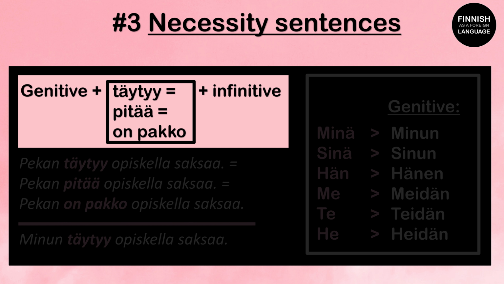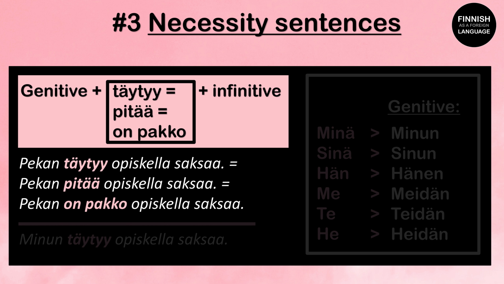So let's take a look at one example. Pekan täytyy opiskella saksaa means Pekka has to study German. So let's go step by step. Pekan is the genitive case of the name Pekka. Then we have täytyy, which means has to, which is followed by the infinitive verb opiskella, which means to study. And saksa means German, and it's standing here in the partitive case because of the verb opiskella, which requires the partitive case. So let's repeat. Pekan täytyy opiskella saksaa. Pekka has to study German.